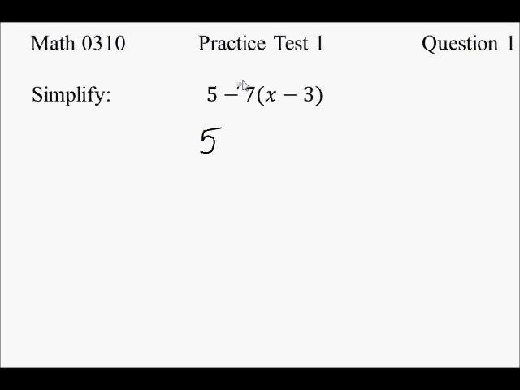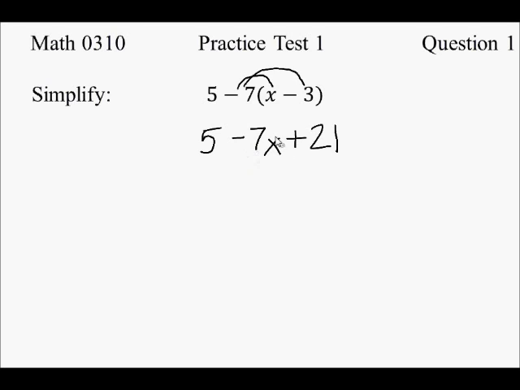And then we take minus 7, or a negative 7, times x, so minus 7x there. And then negative 7 times the negative 3, so 7 times 3 would give us 21. And a negative times a negative, same sign, would give us a plus 21, positive 21. So now we want to combine like terms.